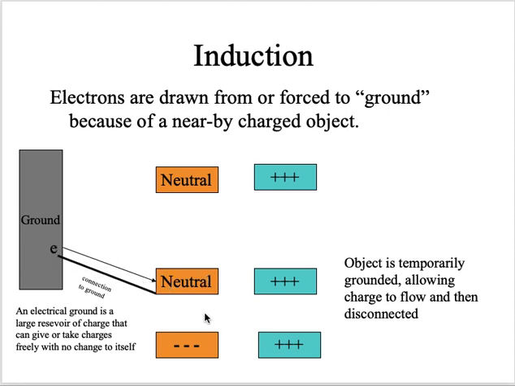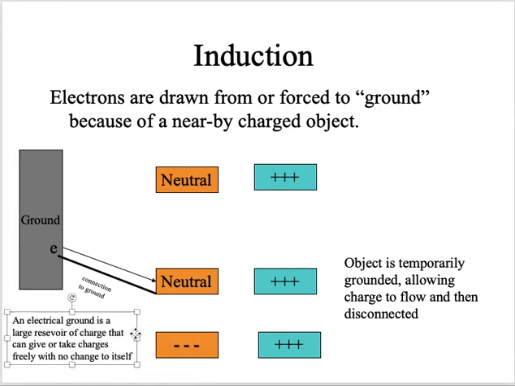Those electrons from the ground are, in essence, trying to get close to these positive charges on the right-hand object. Even though they can't get there because they're not in contact, electrons will come up the grounding wire and hang out in the neutral object and turn it into a negatively charged object, right?